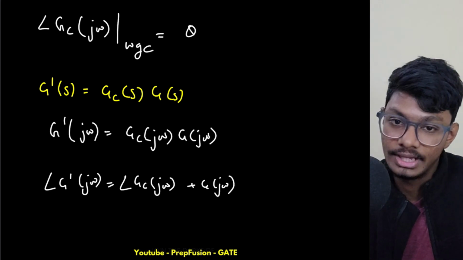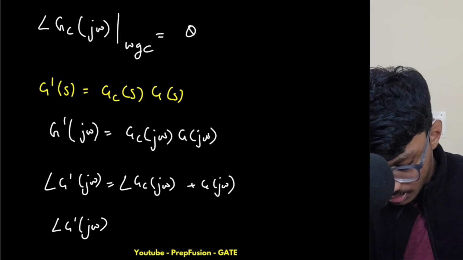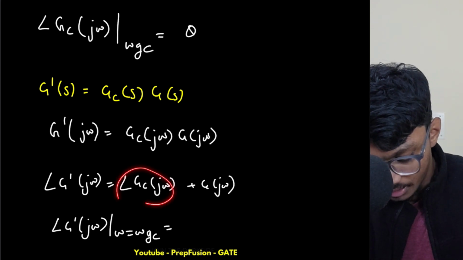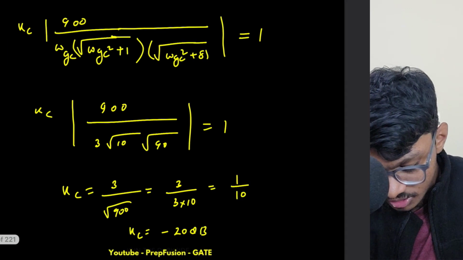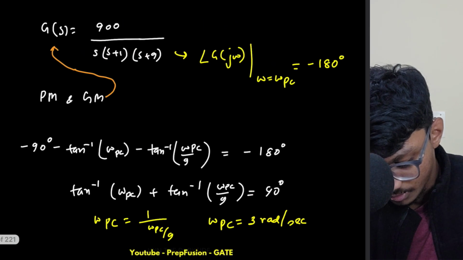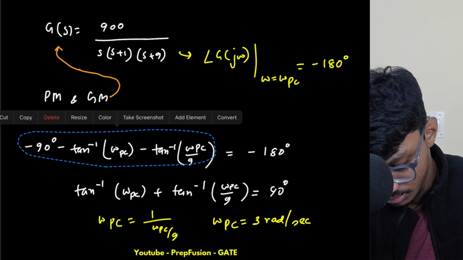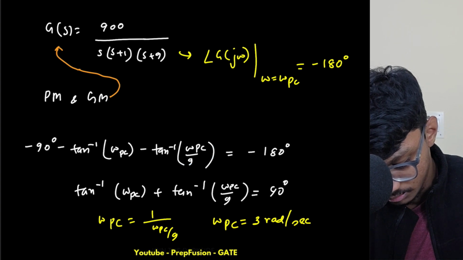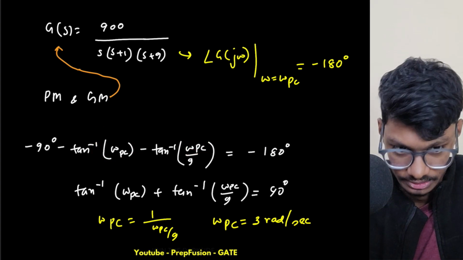Okay, so let's find the angle at omega equals omega gc. The angle of g dash of j omega at omega equals omega gc: I have already assumed the compensator's angle as theta, so this will be theta plus the angle of g of j omega. What is the angle of g of j omega? I have already written this portion, so I'll just copy it. And this is already minus 180, because omega pc equals omega gc itself. We know this already.